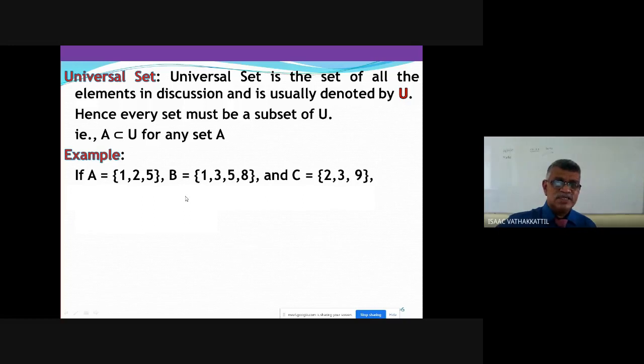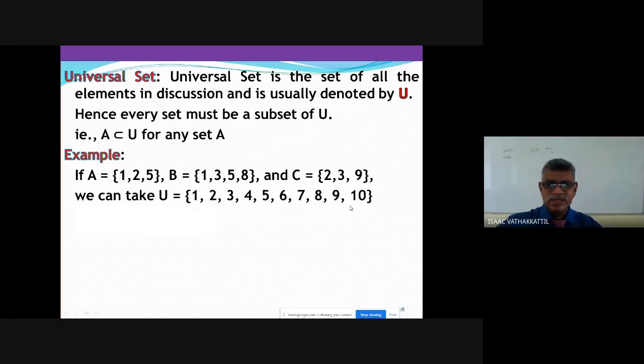Well, one of you can suggest, why don't you take all the elements 1 to 100? Why don't you take the set of all natural numbers? All are correct. If you ask me, why don't you take the set of all real numbers? There is no problem. Universal set is not a unique concept. It is a set which must contain all these elements.